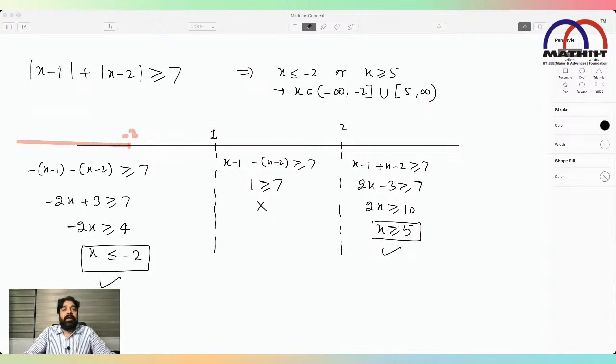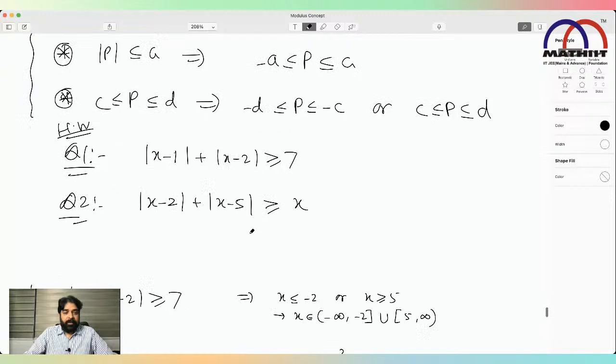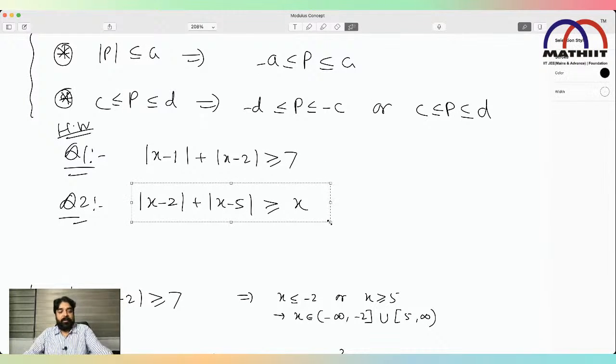We are not learning any separate method for the inequality. Whatever we learn for the equation, the same thing will be valid for this also. There is no difference. Right? Let's go ahead and see the next one. Same questions here also. Let's try for this.